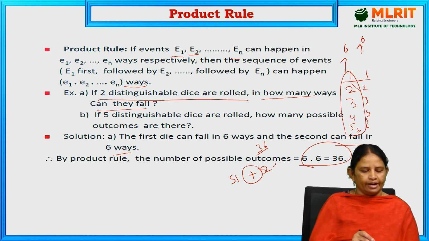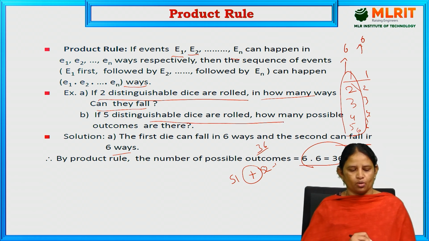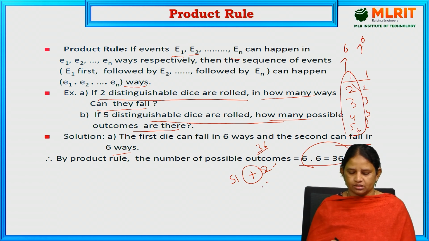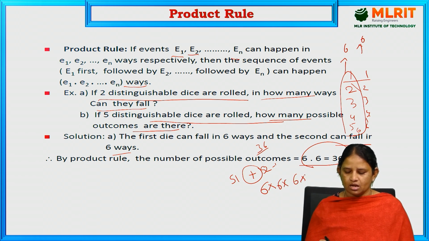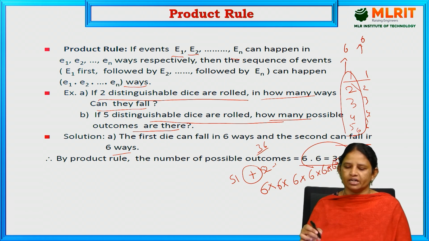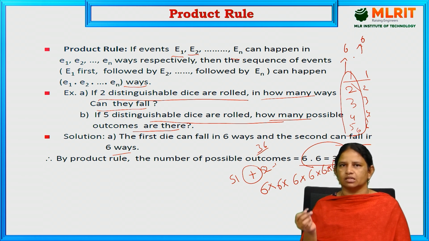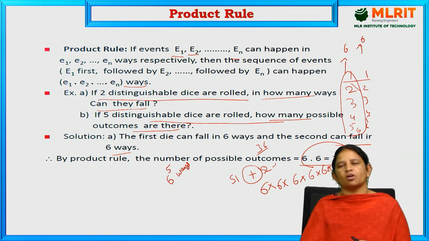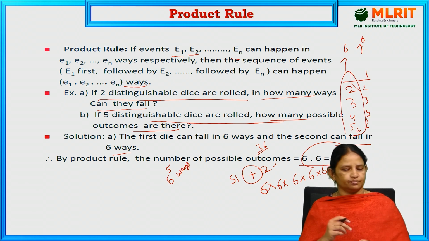Second example: if 5 distinguishable dice are rolled, how many possible outcomes are there? First die 6 ways, second die again 6 ways, third die again 6 ways, fourth die 6, so 6 times 6 times 6 and so on. That means total 6 to the power of 5 ways. One event has 6 ways, two events 6 times 6, 36. Like that, when 5 distinguishable dice are rolled, we get the outcome in 6 to the power of 5 ways.